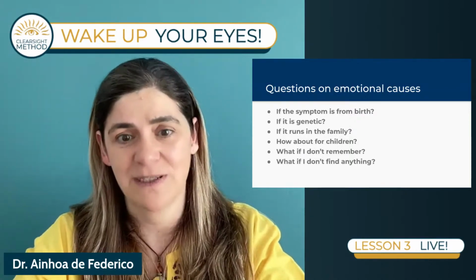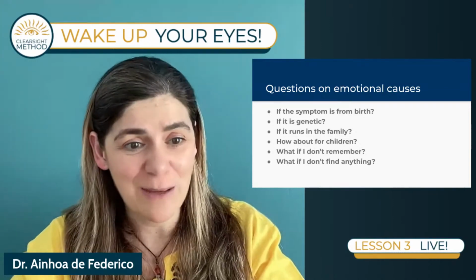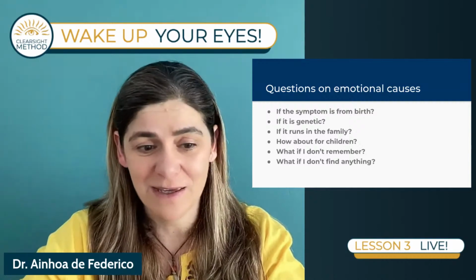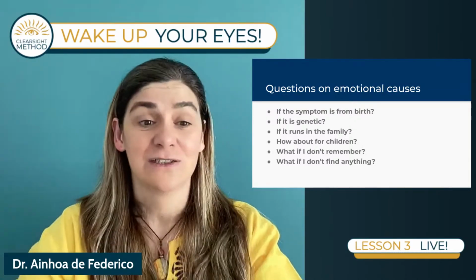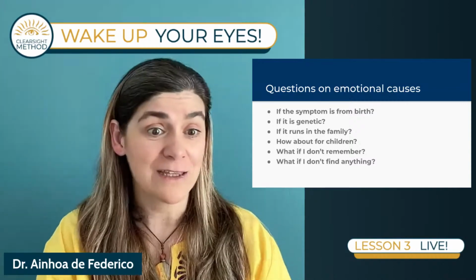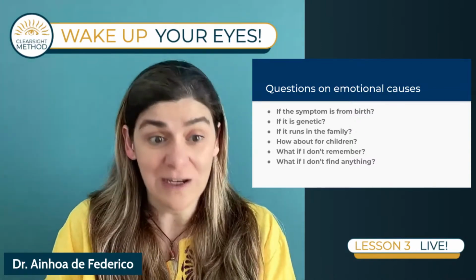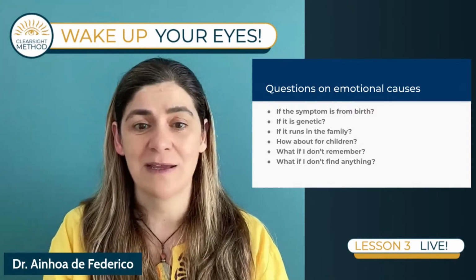And they ask me sometimes, what if it runs in the family? Well, guess what other things run in the family? How you view life, beliefs, ways of speaking, emotions and attitudes. So it could be, if there are plenty of people that are nearsighted in the family, that there's a lot of fear in the family, or a view of the world as a dangerous place, or something like that.